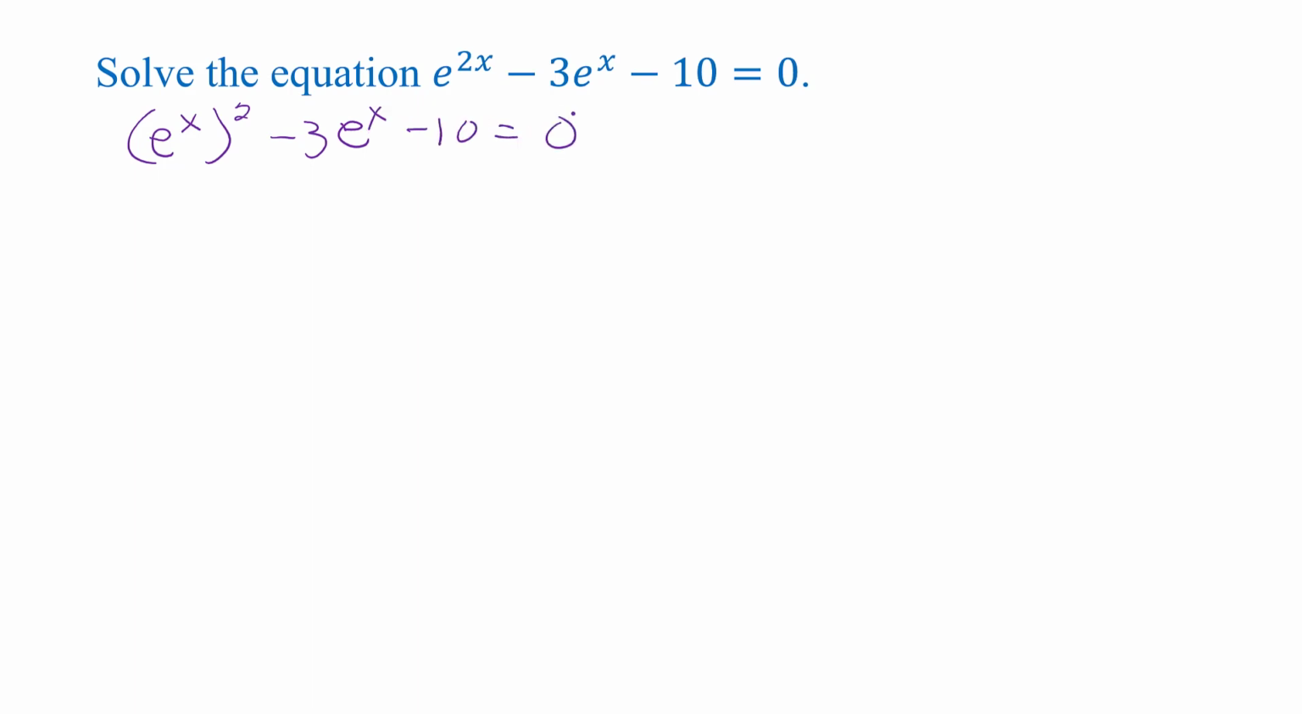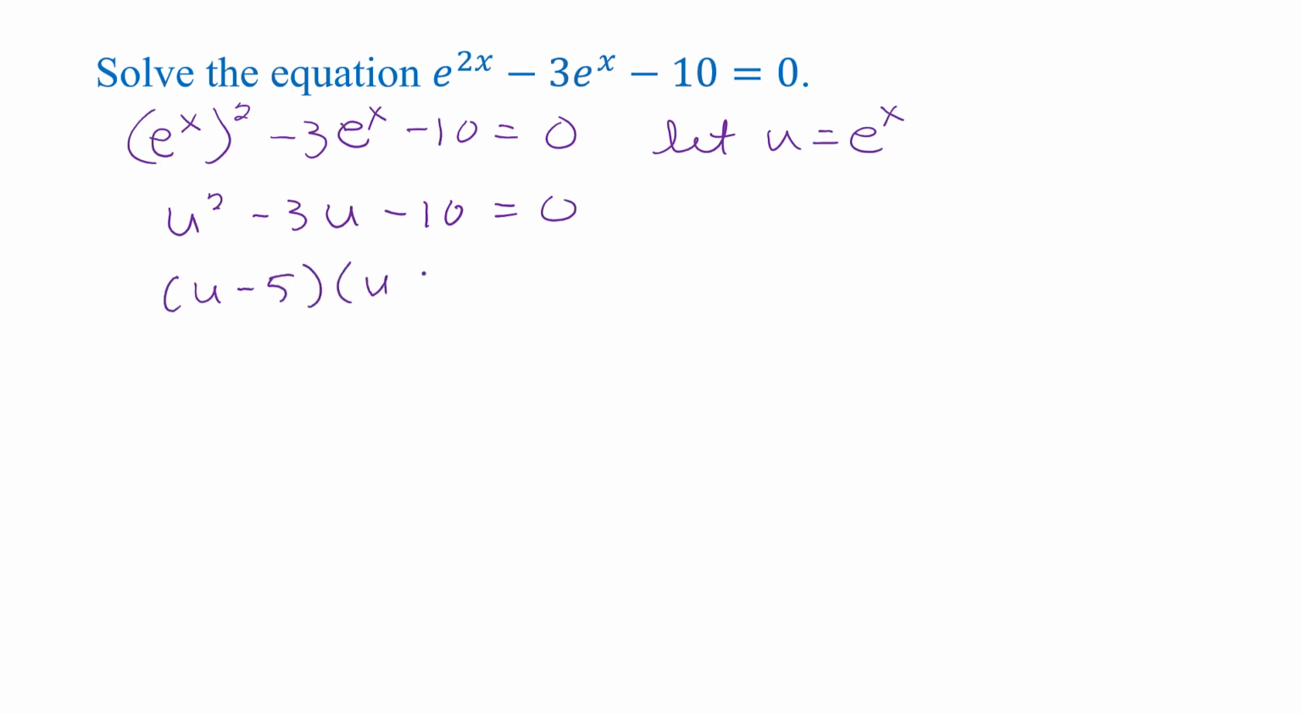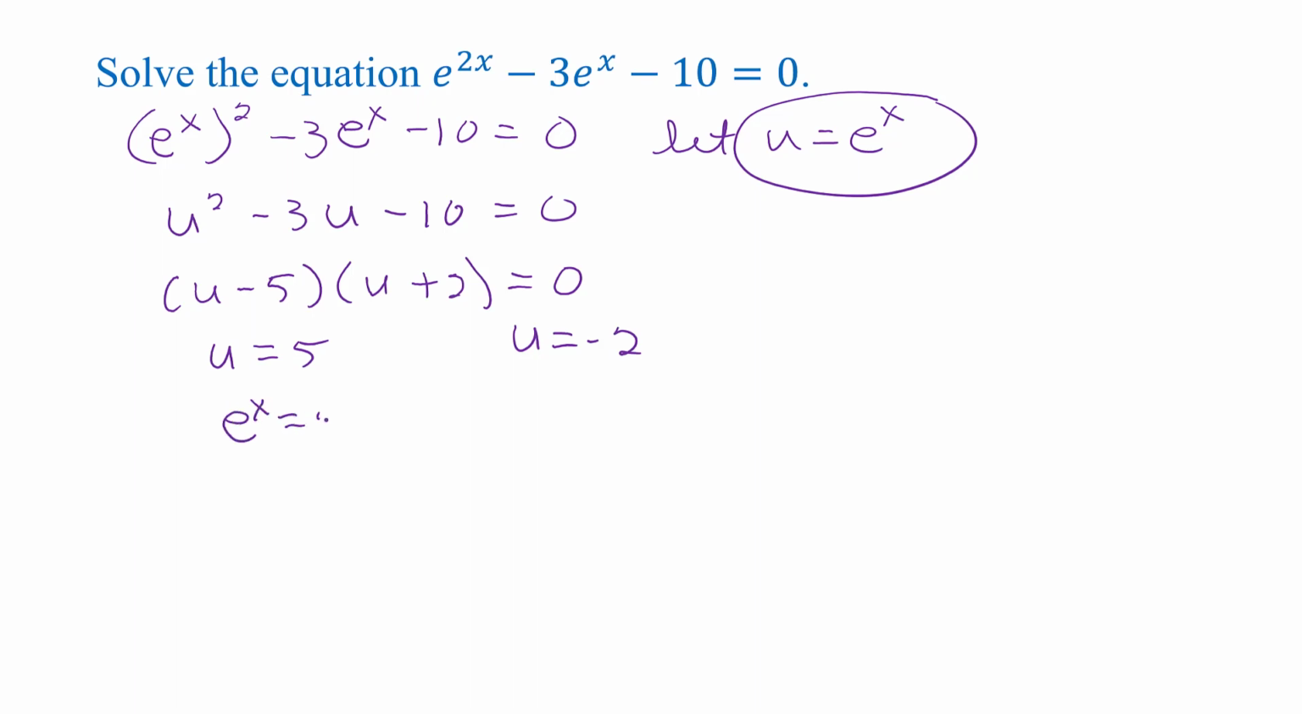I will do a u substitution. I'm going to let u equal e to the x, and that gives us u squared minus 3u minus 10 equals 0. We can factor into u minus 5 times u plus 2 and set each factor equal to 0, which will result in u equals 5 or u equals negative 2. Now remember, we're solving for e to the x, so I will substitute e to the x back in for u. Then we have e to the x equals 5 or e to the x equals negative 2.